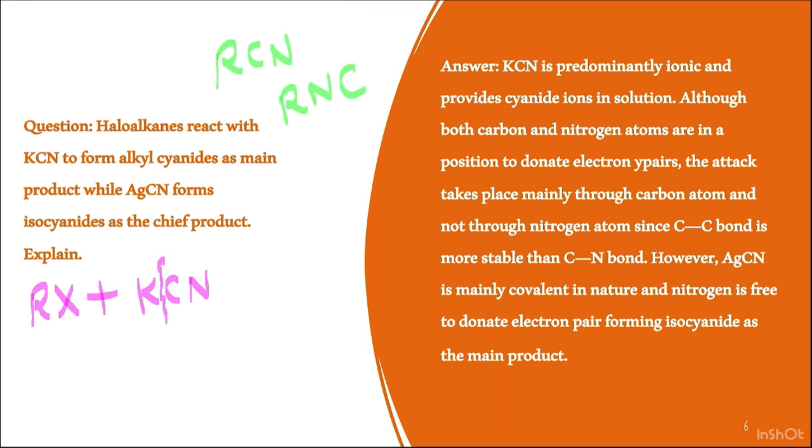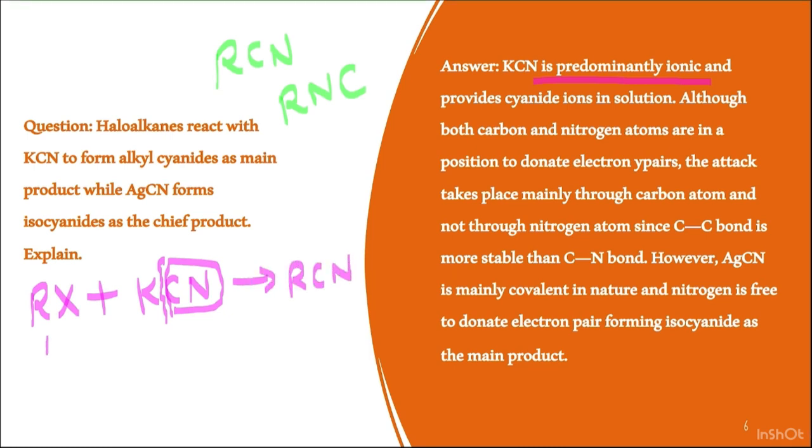And because we know that cyanide is an ambident nucleophile, it can make a bond through carbon or through nitrogen. Both are available. In this case, because the potassium-carbon bond is breaking quickly because of the more ionic nature of the compound, predominantly ionic we write it, it provides cyanide ion in the solution and you easily get RCN.